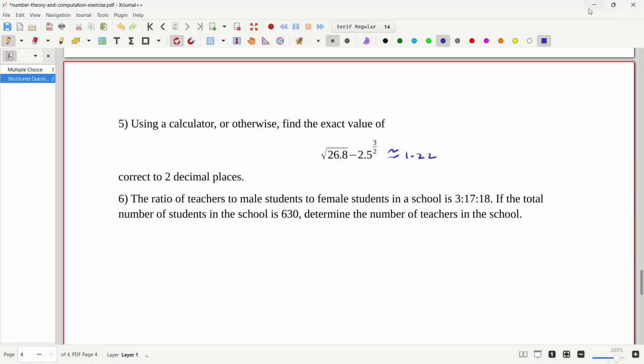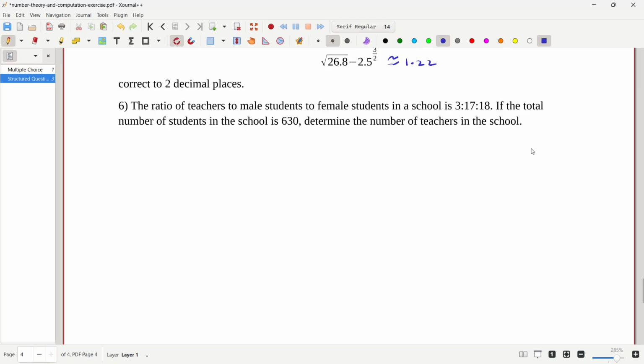Next, we're doing a ratio question. And I will use my calculator, but I don't need to use my calculator much. So let's say the ratio of teachers to male students to female students in a school is this. So this is teachers to male students to female students. And if the total number of students in the school is 630, they want you to determine the number of teachers.